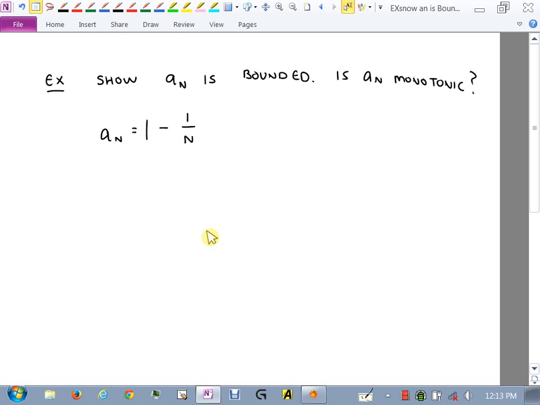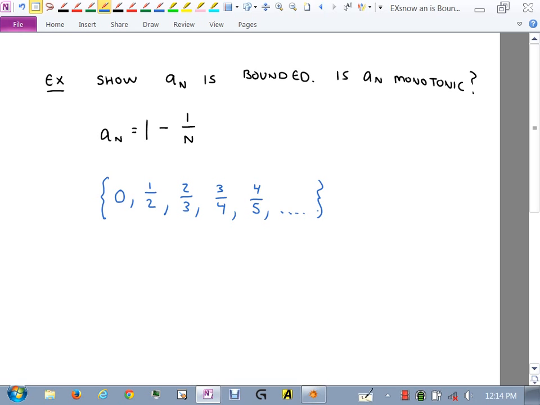So what I like to do is first just write out what a sub n is. Just start writing out terms, pieces of the sequence. So plug in 1, what do you get? 0. Plug in 2. 1 minus a half is 1/2. Plug in 3. 1 minus a third, 2/3. Plug in 4. 1 minus a fourth, 3/4. Then 4/5, and it keeps going, right? Okay.